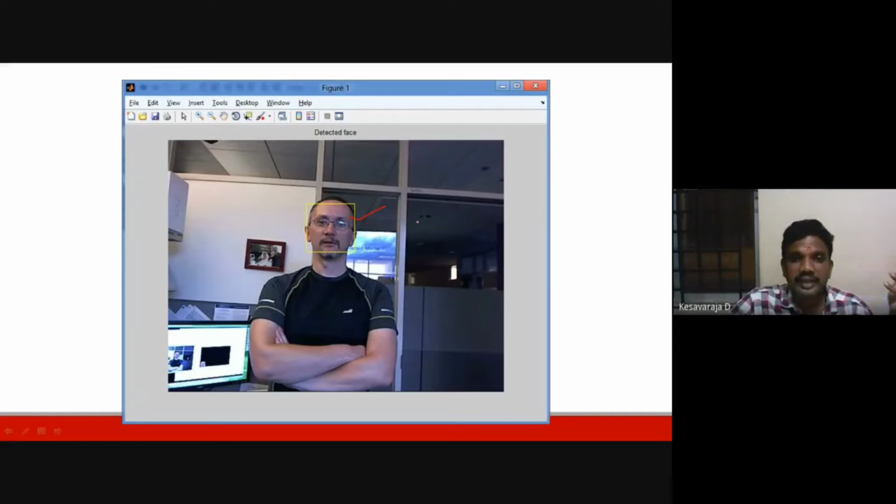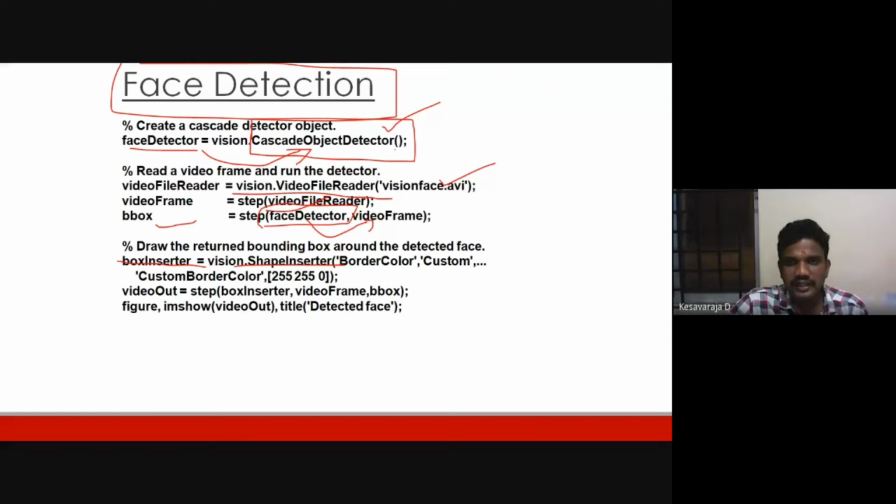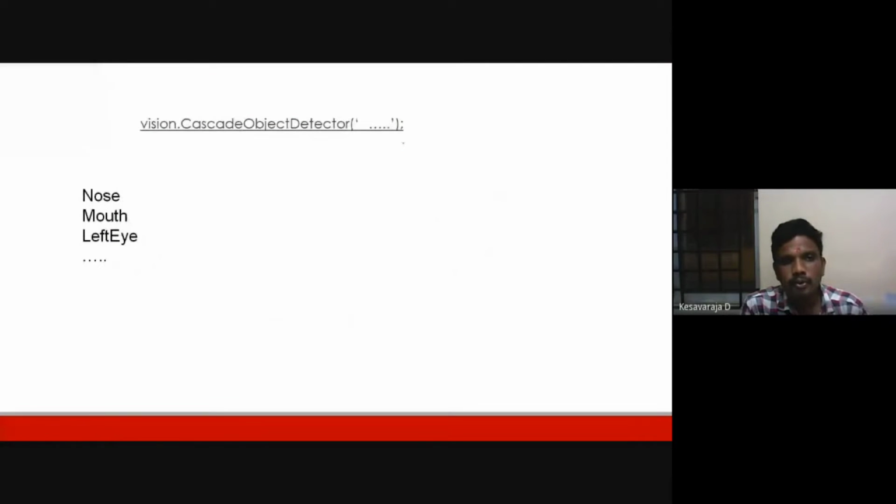This detects the face. In the cascade object detector, inside the parentheses and single quotes, I am specifying nose, and the function automatically detects the nose. If you specify left eye, it automatically detects the left eye. Inside the parentheses you can specify left eye, right eye, upper body, lower body, mouth, nose, and each one detects the corresponding part.